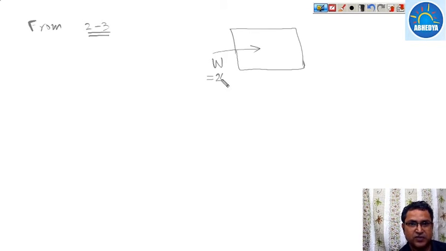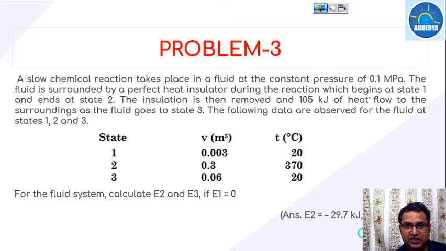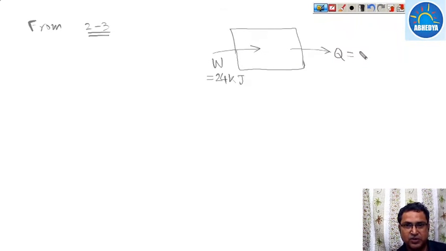This is 24 kilojoule, and how much heat is coming out from the system? That is heat that is going to the surrounding. So how much heat is going to the surrounding? 105 kilojoule. Okay, so heat going to the surrounding is 105 kilojoule.